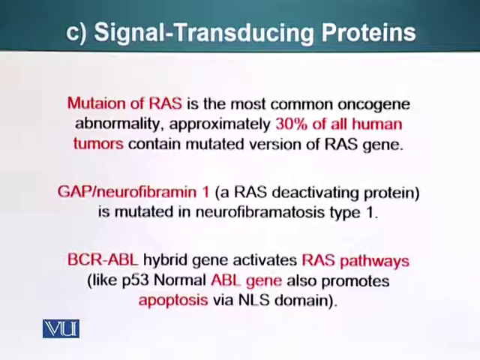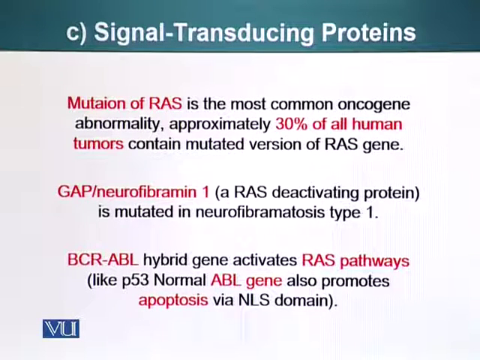Mutations in RAS are most common onc gene abnormalities. Approximately 30% of all human tumors contain a mutated version of RAS gene. We have talked about one of these, GAP or neurofibrinogen 1, a RAS deactivating protein, is mutated in neurofibromatosis type 1. We talked about this disease when we were talking about clinical genetics. I showed you pictures of this individual who was suffering from this disease. BCR-ABL hybrid genes, remember we talked about CML.